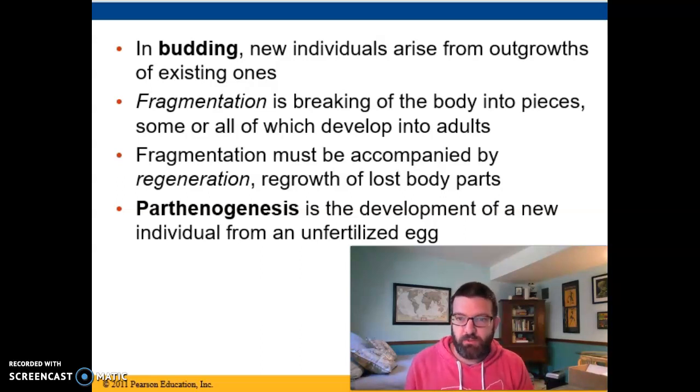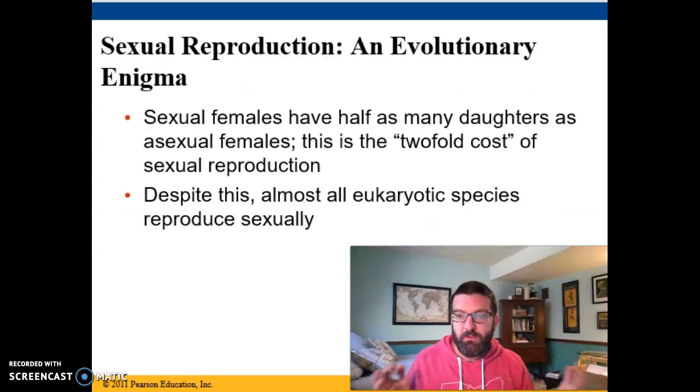Parthenogenesis is also something that you'll find in some organisms, especially rotifers, where a female will lay an egg that's diploid. So typically eggs are haploid. They only have one set of chromosomes. They need a sperm to create a diploid zygote. Here, you just lay a diploid egg, and that egg grows into an adult that comes from the same genetic makeup as the mother, and males are not needed. That's parthenogenesis.